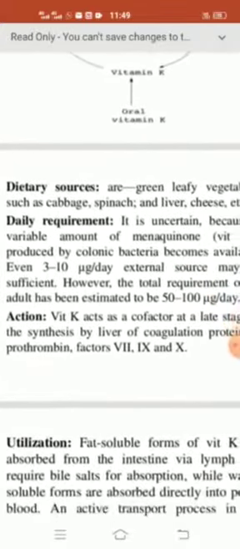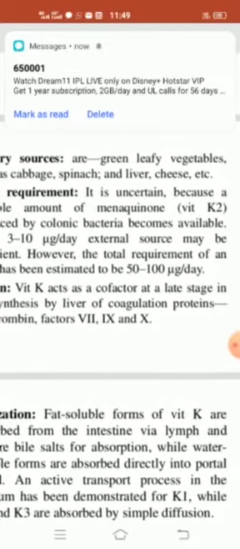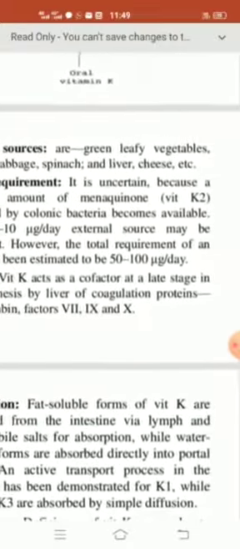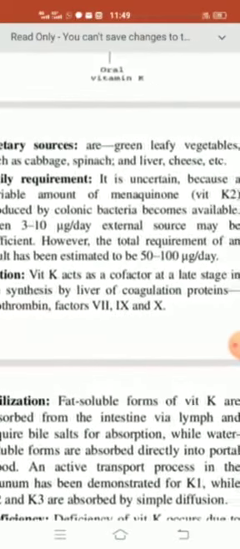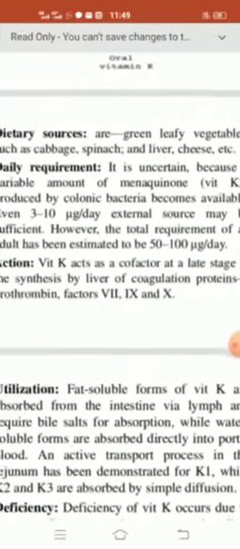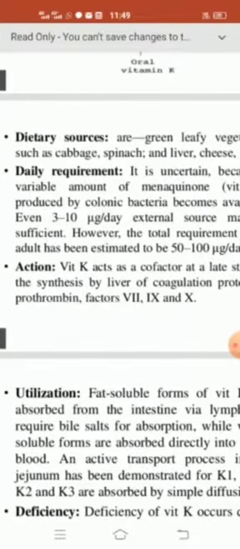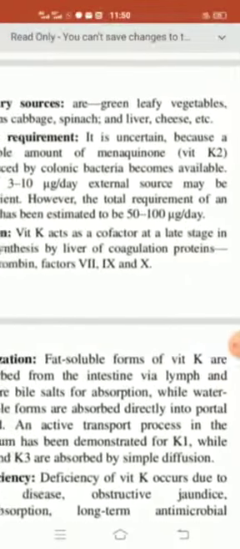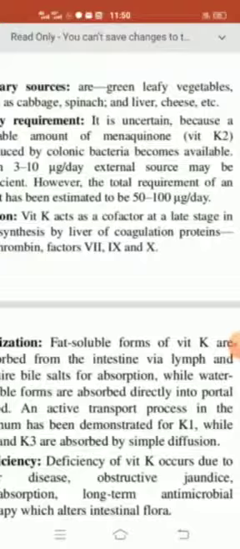So what is the dietary source? This is just for your brief knowledge. It is obtained from green leafy vegetables such as cabbage, spinach, liver, cheese, etc. Then the daily requirement of vitamin K. As I told you earlier, it is produced by the colonic bacteria, so it becomes available to our body. The daily requirement is around 3 to 10 micrograms per day. External source may be sufficient. However, the total requirement in the case of an adult may be around 50 to 100 micrograms per day.